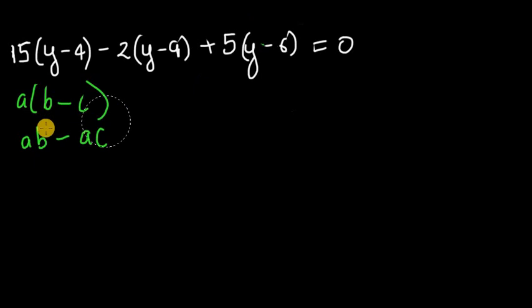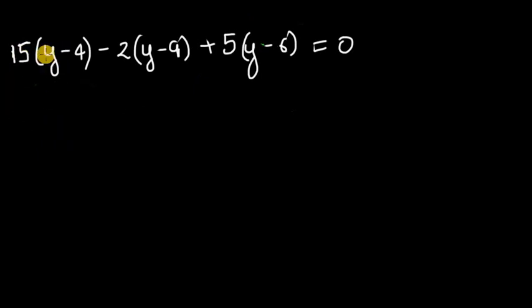So this is how we are going to expand these things too. Here in this 15 into y minus 4, 15 is going to be the a, y is going to be the b, and minus 4 is going to be the c. So a into b minus c can be expanded as a into b minus a into c.